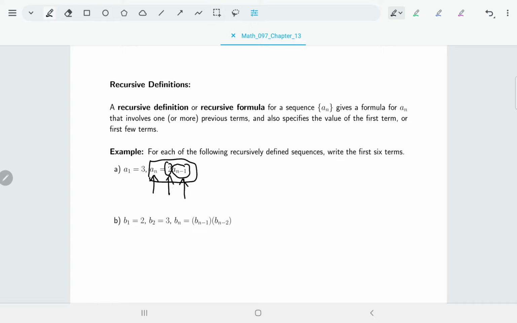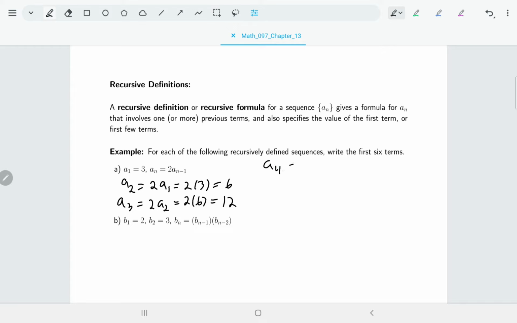So in other words, this is a little recipe of how to make the next term in the sequence using the one that you currently have. If you want the next term in the sequence, take the last term in the sequence and multiply it by 2. So a2 should be 2 times a1, which is 2 times 3, which is 6. a3 should be 2 times a2, which is 2 times 6, or 12. a4 should be 2 times a3, which is 2 times 12, or 24.